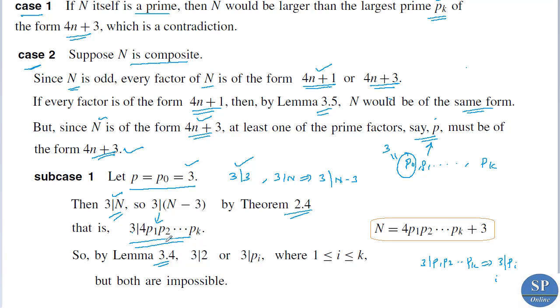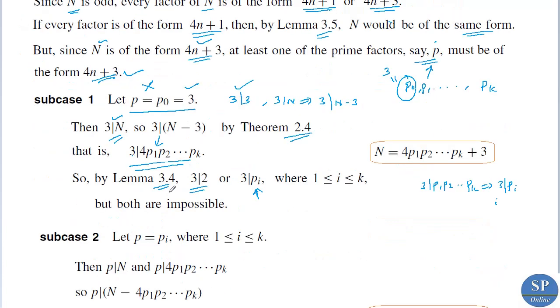So since 3 divides this 4 into p1 p2 etc pk, we have either 3 divides 4 or 3 divides p1 or 3 divides p2 etc or 3 divides pk, which are not possible because 3 does not divide 4 and pi's are primes. So since pi are primes, 3 will not be a factor of pi's. So these are not possible. So this case is not true.